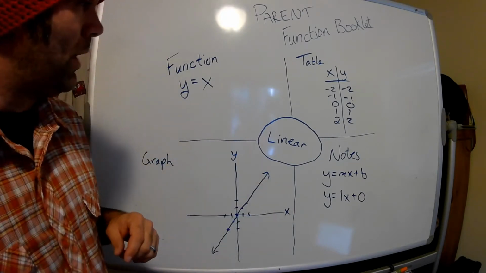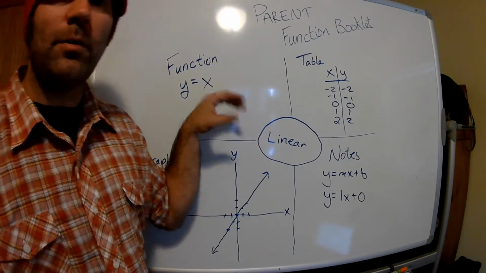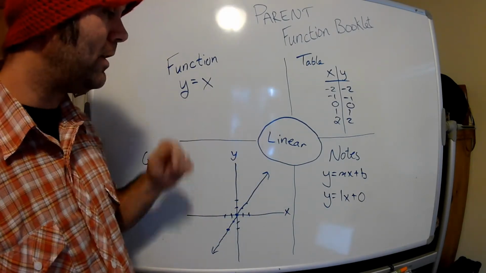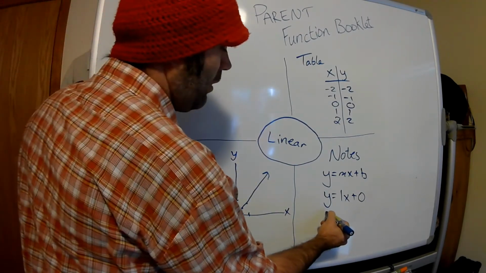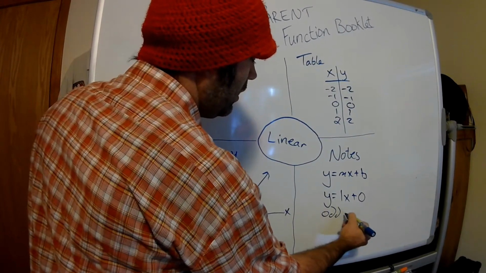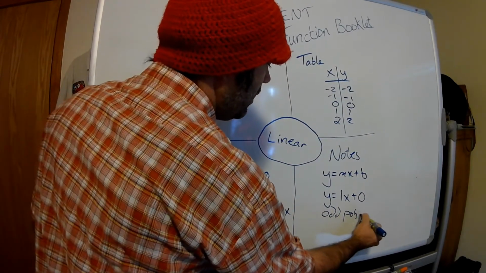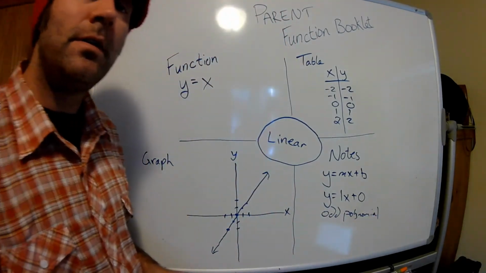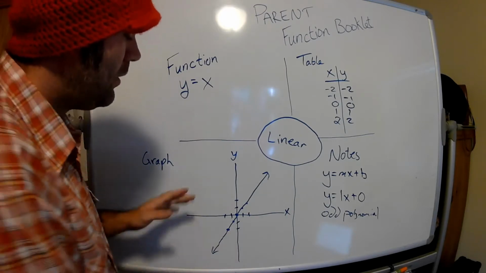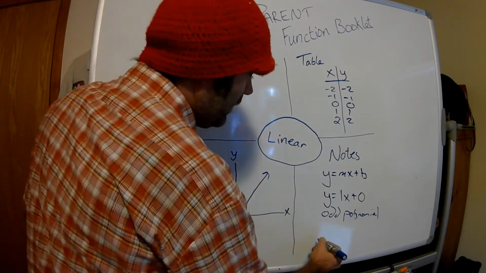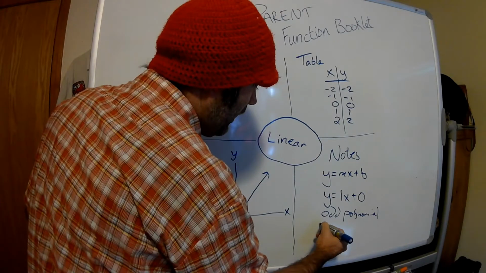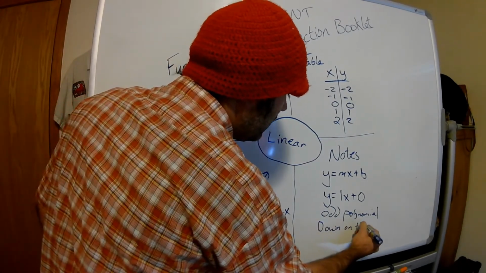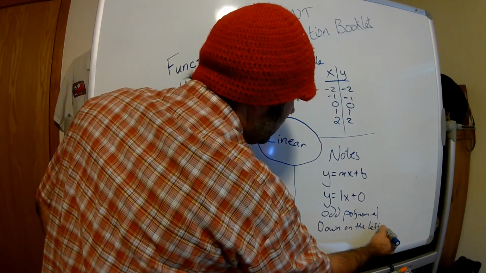One of the things that we might want to note is that this is a polynomial of degree 1. That's an odd degree. So this is an odd degree polynomial. It's going down on the left, it's going up on the right. So it's got that down on the left, up on the right.